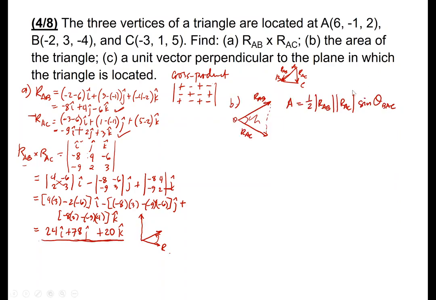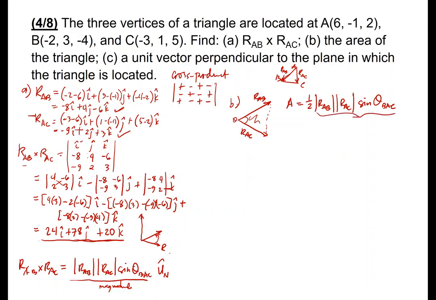Looking back to the formula for the cross product, the cross product of RAB cross RAC is equal to the magnitude of RAB times RAC times sine of the angle between them, BAC, times the unit vector. I will use a unit vector n. Take note, this is the magnitude, the scalar value, and this is the unit vector n. So we can get this value from the magnitude of RAB cross RAC, then 1/2.